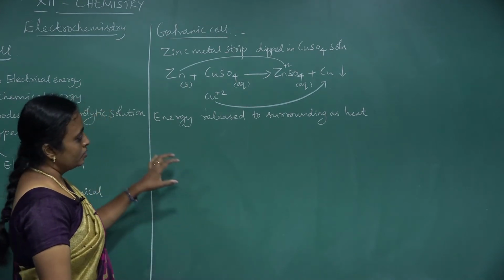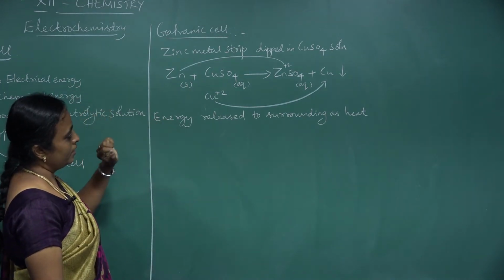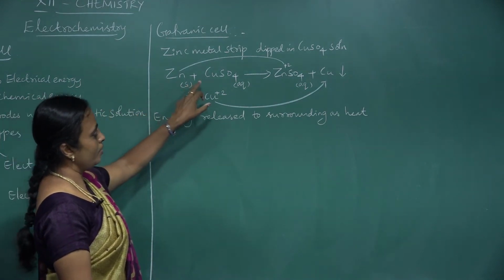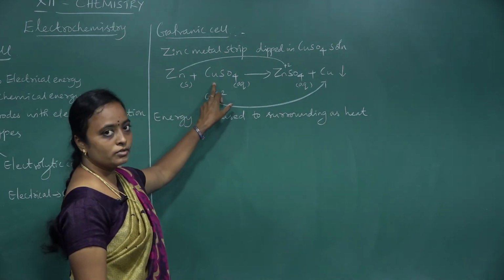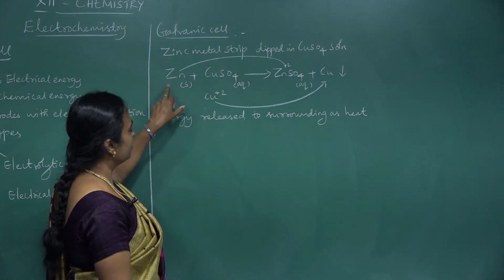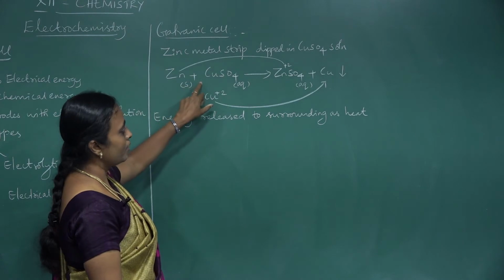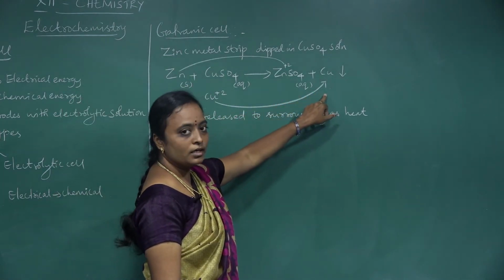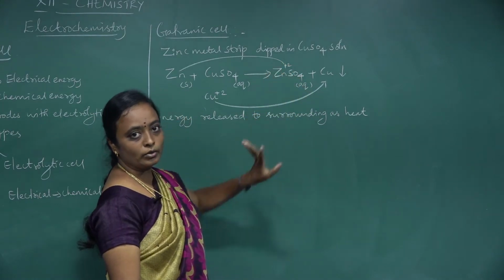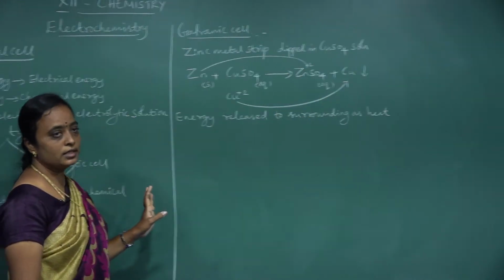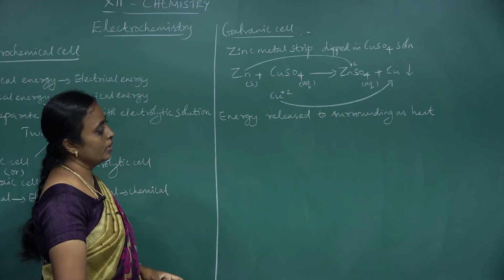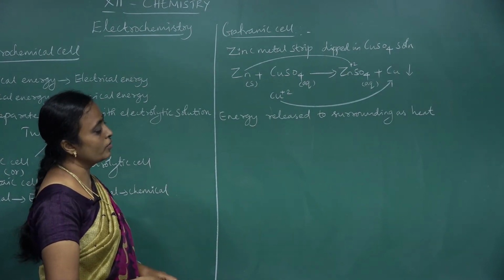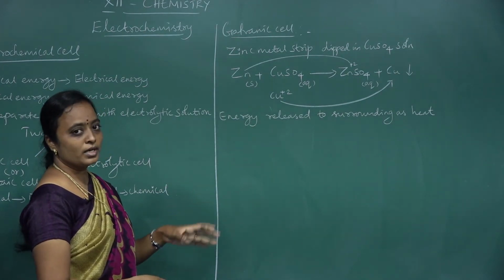The blue color of the copper sulfate solution will fade when the zinc metal strip is dipped into the copper sulfate solution. In the same way, the copper is deposited on the zinc electrode. This reaction occurs in the redox process, and the energy is released in the form of heat, but there is no conversion.